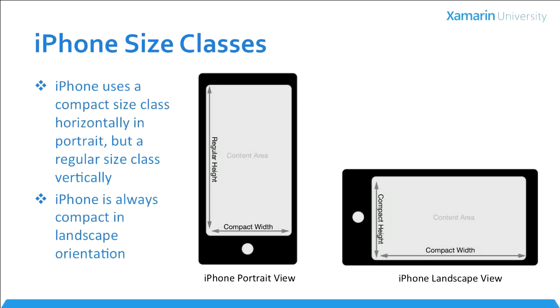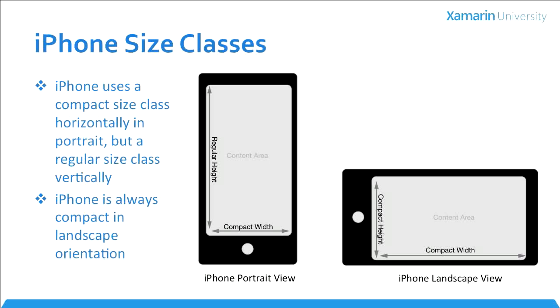But we don't scroll left to right as often on iOS, so we don't consider that a regular UI paradigm of scrolling. We don't scroll horizontally as often. It's not quite as natural, not quite as intuitive. So we consider the iPhone a compact width.